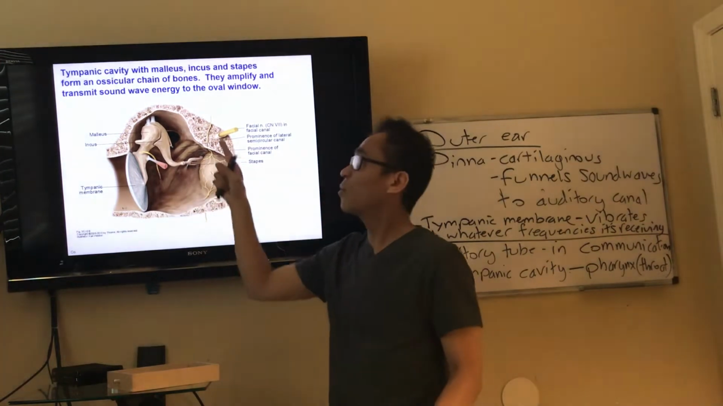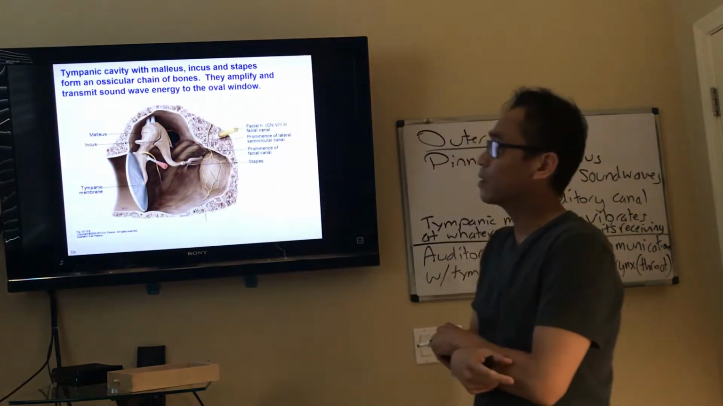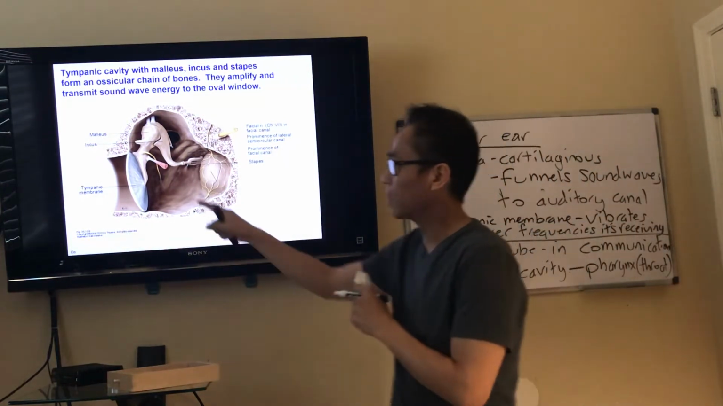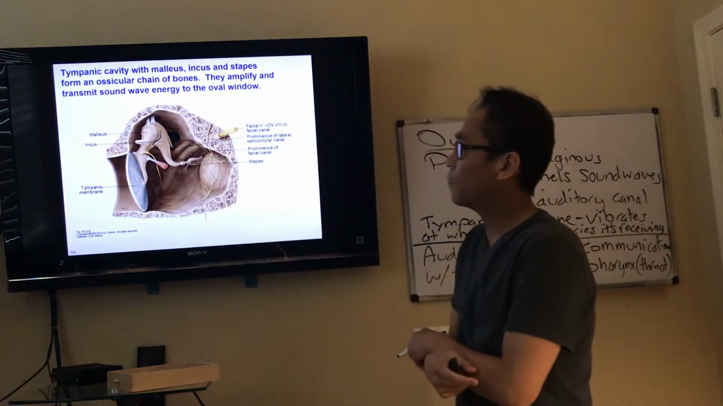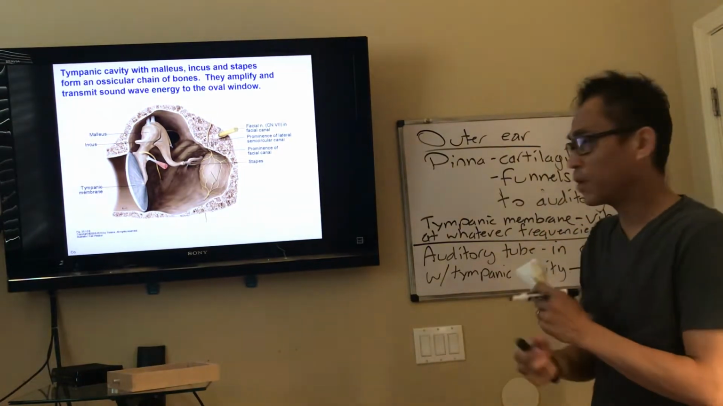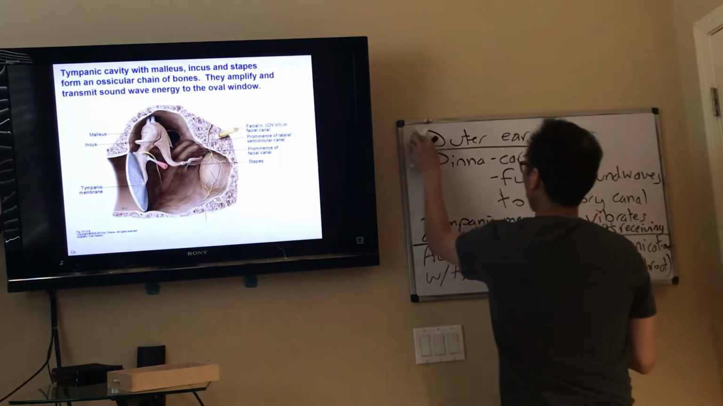And in doing so, let me read what I have on my slide. The tympanic cavity with malleus, incus, and stapes form an ossicular chain, boom, boom, boom, of bones. They amplify and transmit sound wave energy to the oval window. That's worth writing down.